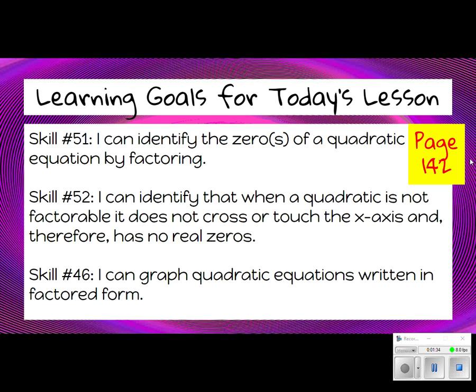All right, so on page 142, these are the learning goals for the lesson. The first part of the lesson is going to use skills 51 and 52, and then the second part where we're graphing in factored form is going to use skill 46, but we're identifying zeros. They are already going to be factored for us, but we are going to do a little bit of factoring today. And then, can you identify when a quadratic is not factorable, when it does not cross or touch the x-axis and therefore has no real zeros? And then, I can graph quadratic equations written in factored form.